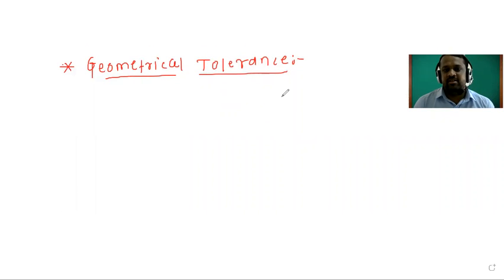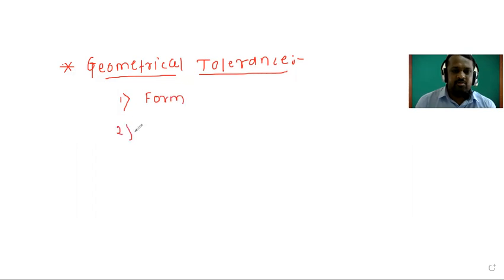We are giving symbols, and with the help of the symbols we should know about the drawing. Geometrical tolerance is nothing but the graphical representation of the symbols. Generally, geometrical tolerances are classified into 5 types. The first type is form.